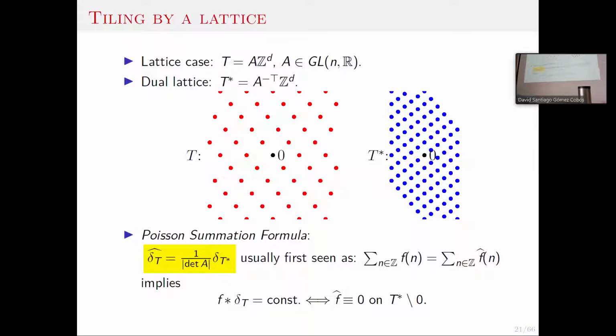So you want to tile with this. For instance, if you take a shape like this, this will tile with the red dots. If you take the Fourier transform of this shape, it's going to vanish at all the blue points here.